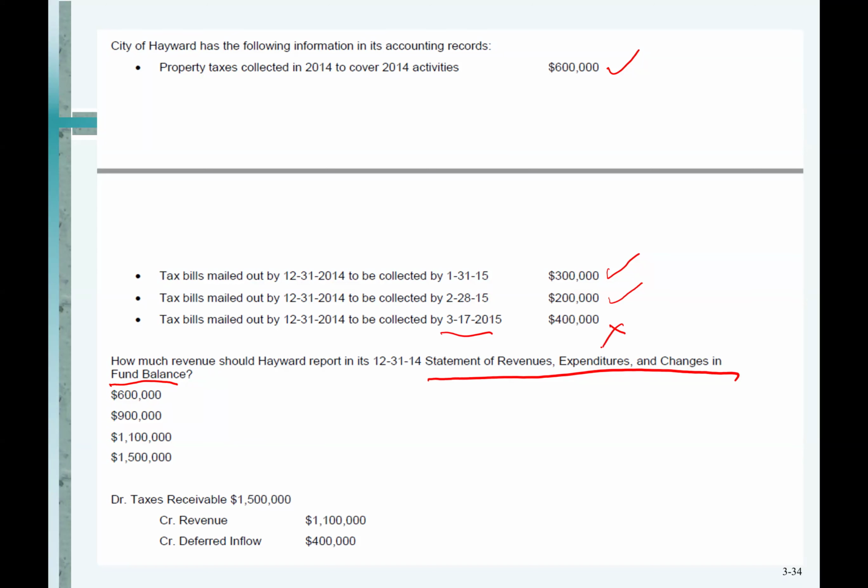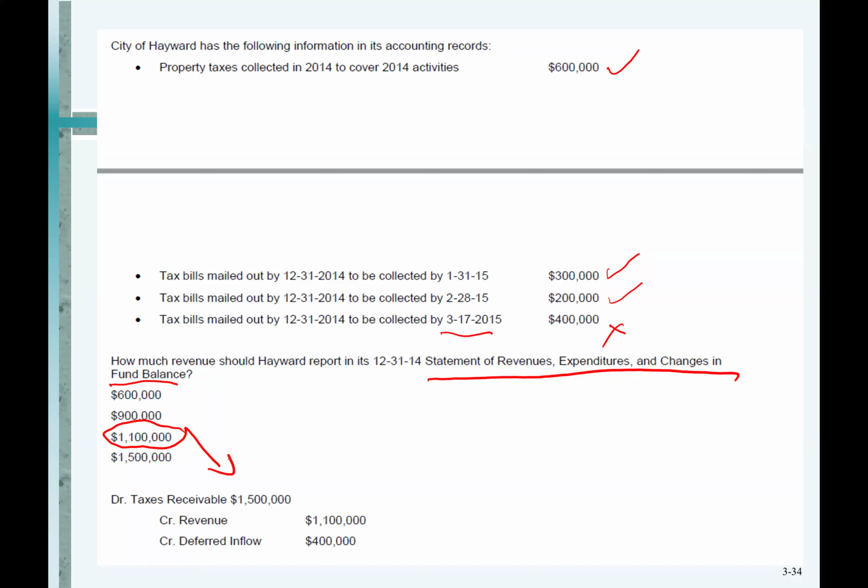So you do the math on that, and the answer would be what? This 1.1. And then I showed you the journal entry down here. You debit the receivable. The 400,000 that's going to fall outside the 60 days is a deferred inflow. The rest is going to be revenue.